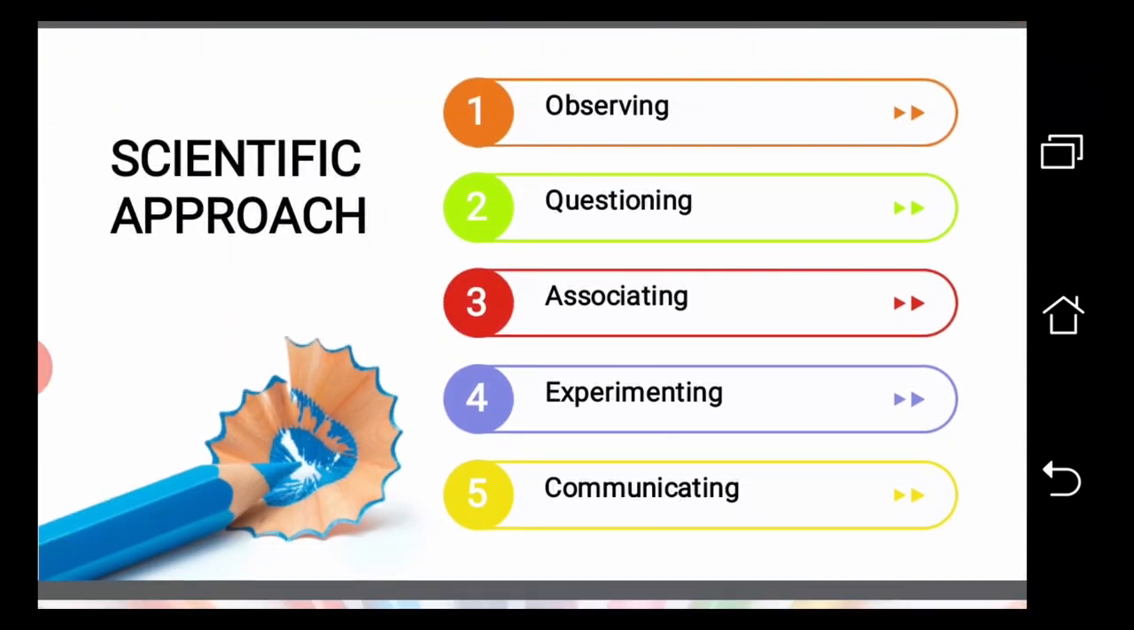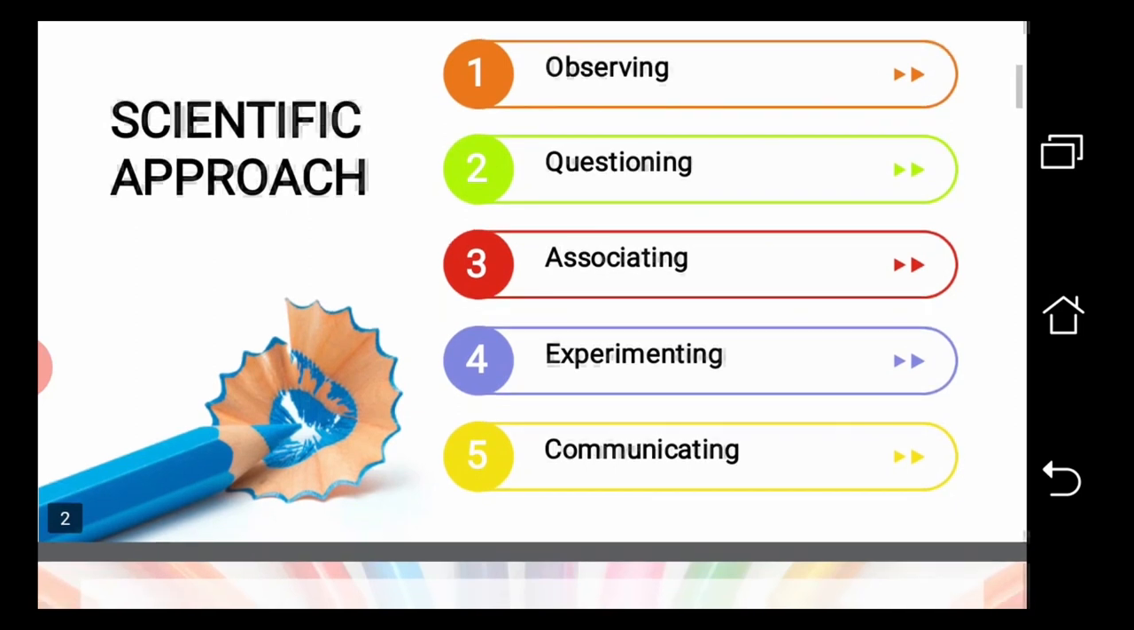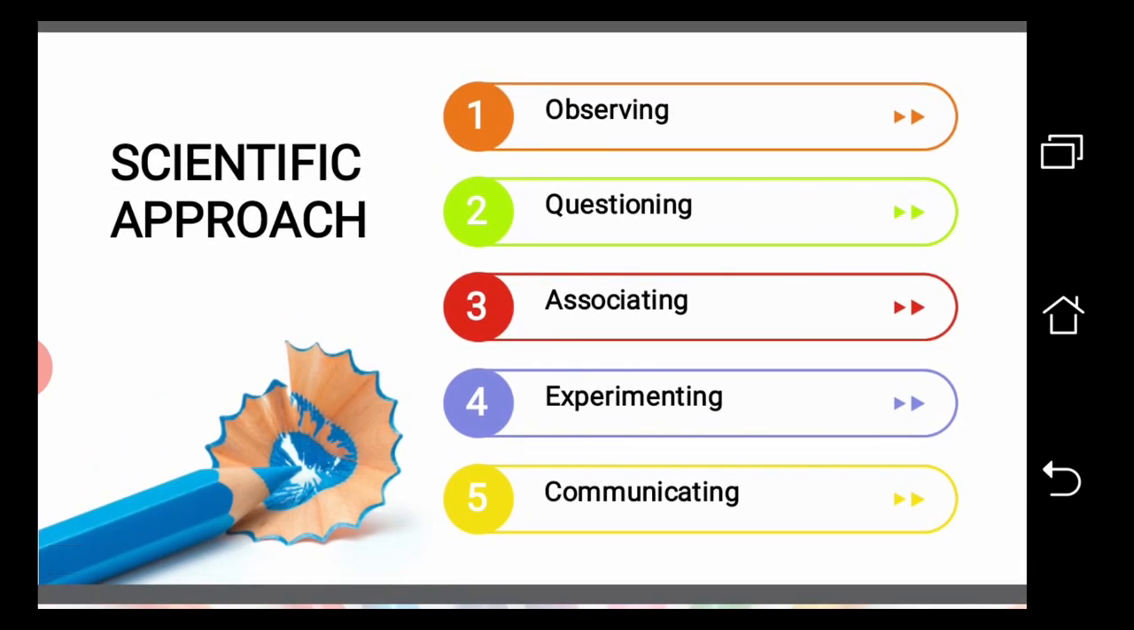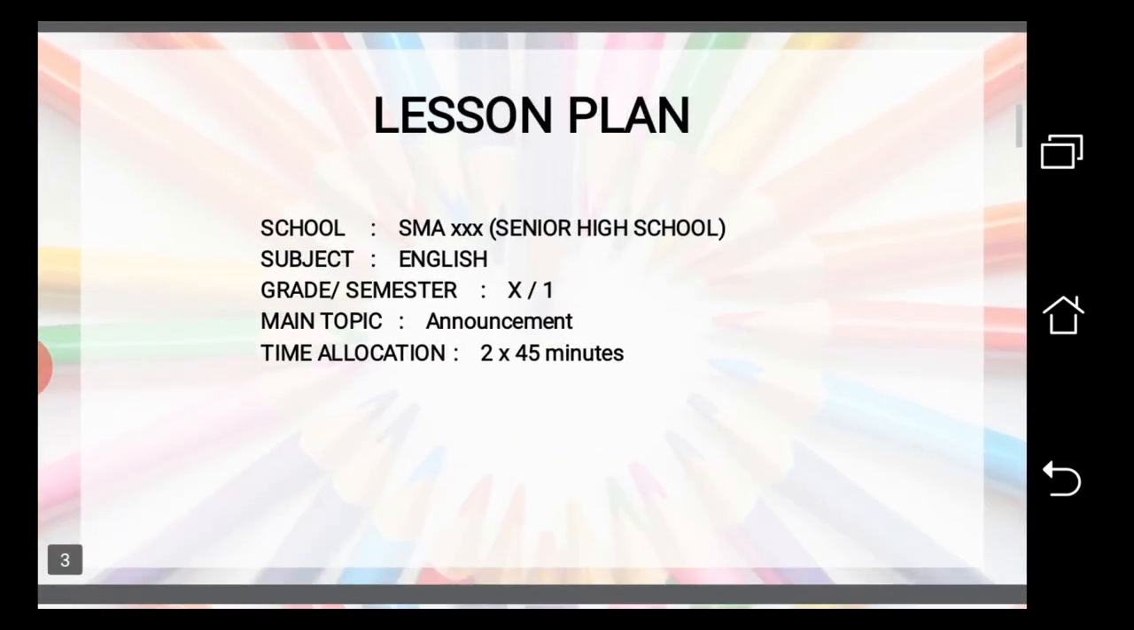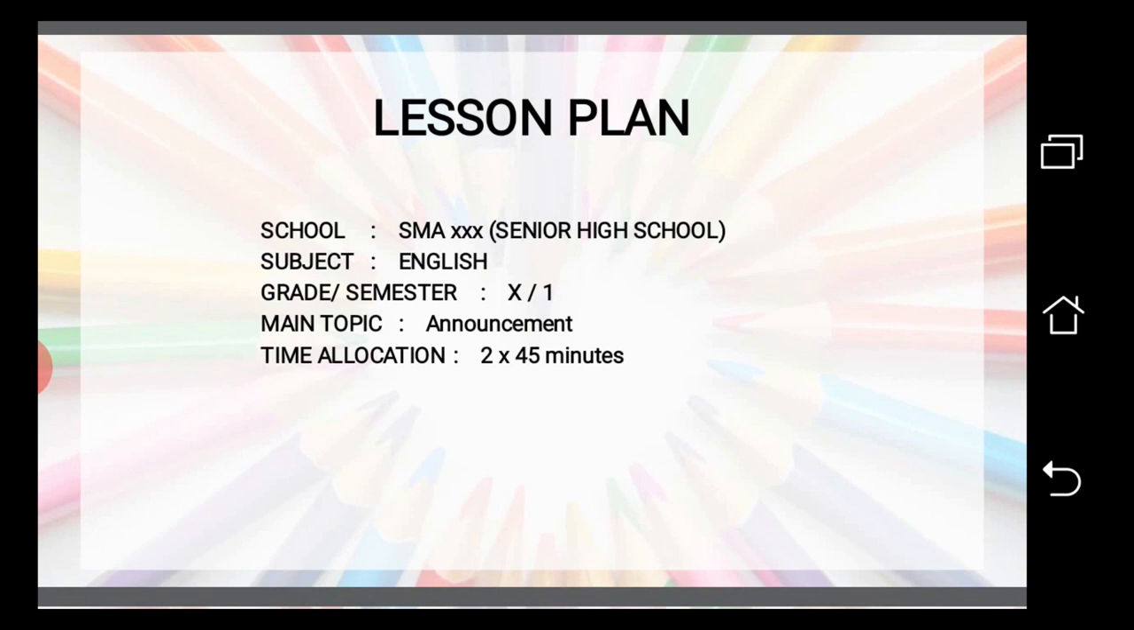I'm going to explain about the implementations of the scientific approach in classroom activity. As stated previously, there are some steps of the scientific approach. The first is observing, then questioning, then associating, then experimenting, and the last one is communicating. All of these steps are put in the learning activity in classrooms. And here we show you a lesson plan in which the scientific approach is put in the activity.